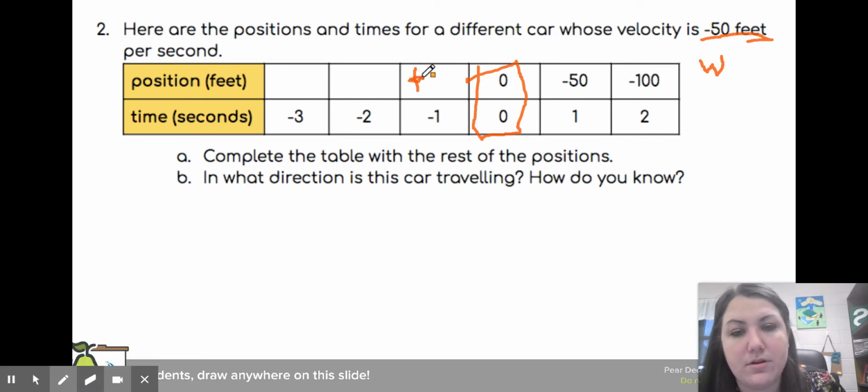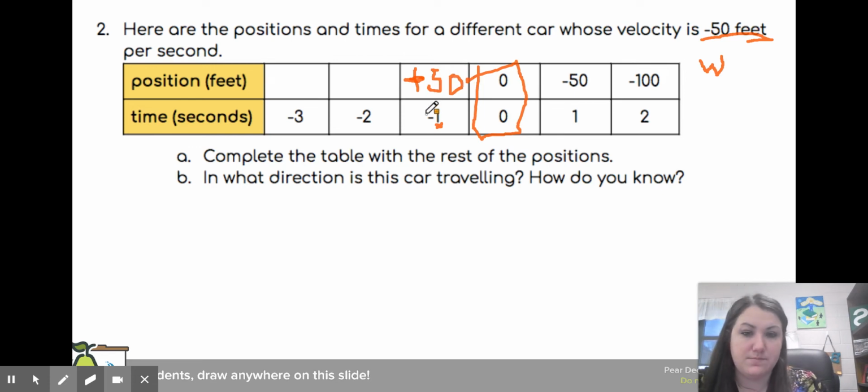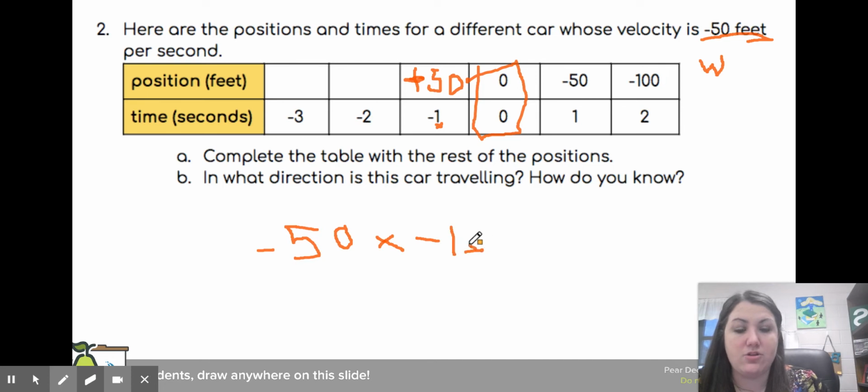So positive, okay? If we think about it, at 1 second, we know it's 50 feet for every second. So at 1 second, it's going to be 50. And we know it's east, so we know it's a positive 50 feet. So if we think about this then, we are saying that -50 times a time of -1 is actually going to give us positive 50.